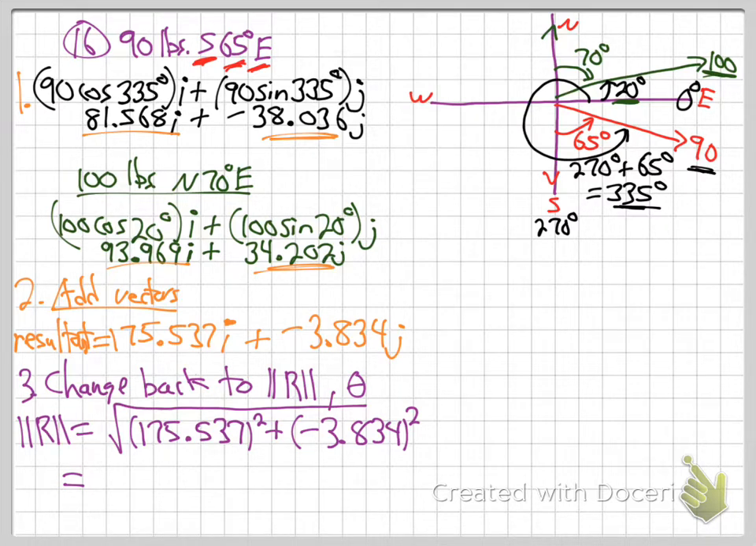I'm getting 175.58 rounded to 2 places. So that's good. Now the hard part. The hard part is finding this angle theta.